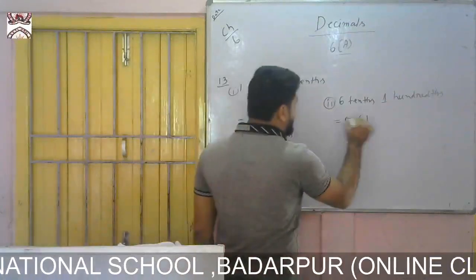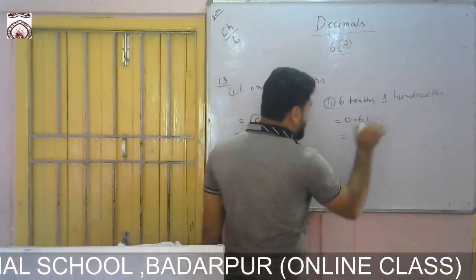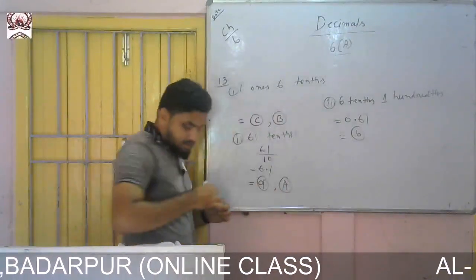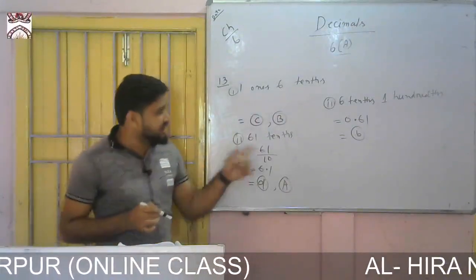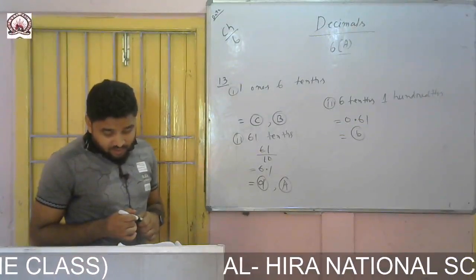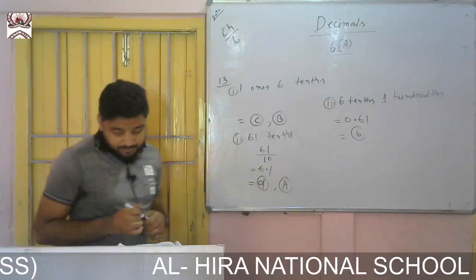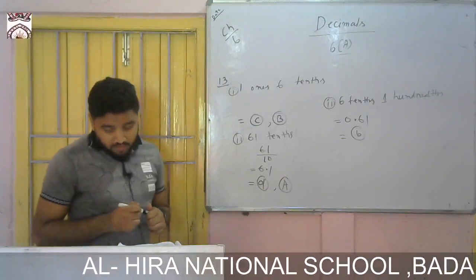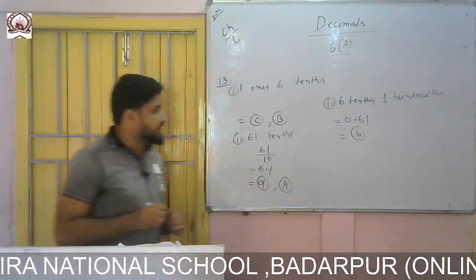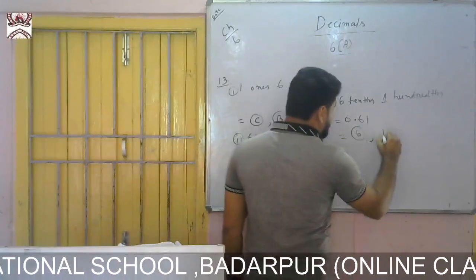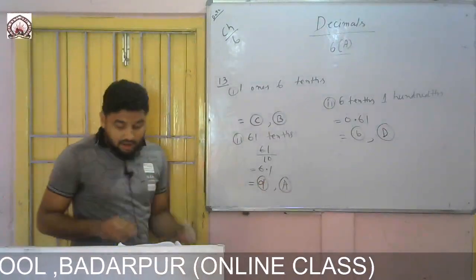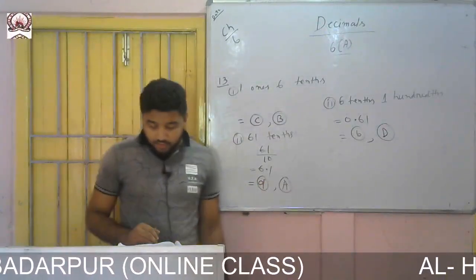So 0.61 is in B, in column B, by serial number. And in column C, 0.61 is in D. Okay. Now come to question number 4.